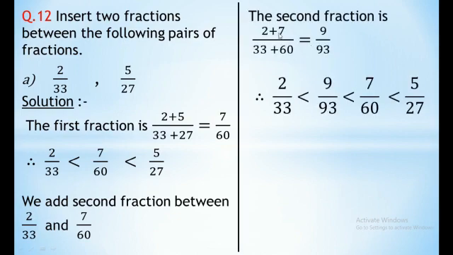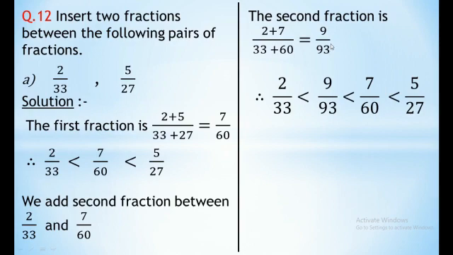Here 2 plus 7 is equal to 9. Here the two numerators are 2 and 7, so when we add them we got 9. Then 33 plus 60, the denominators of these fractions, is equal to 93. If you observe, 9 upon 93 is also not reducible, so we'll keep it as it is.